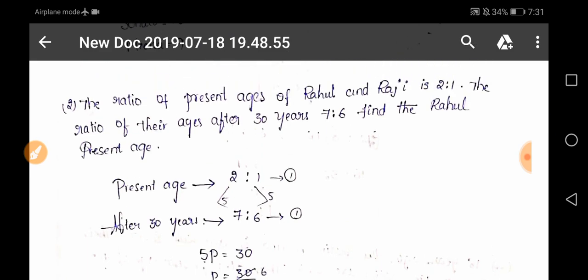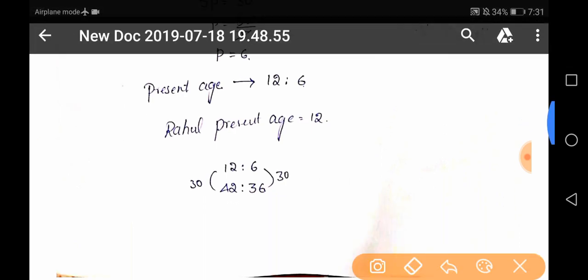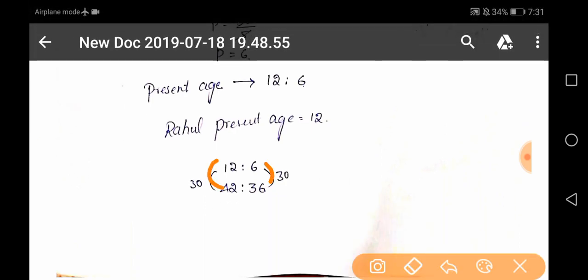Rahul and Raji's ratio, so you should be clear with this. If they ask for Raji's age, it is 6. To check, multiply the 6 to the other ratio also: 6 7s are 42 and 6 6s are 36. When the age of Rahul is 12, after 30 years it becomes 42. Is it true? Right. And when Raji's age is 6, after 30 years it becomes 36. Just solve it like that.